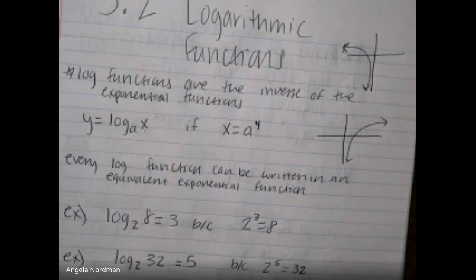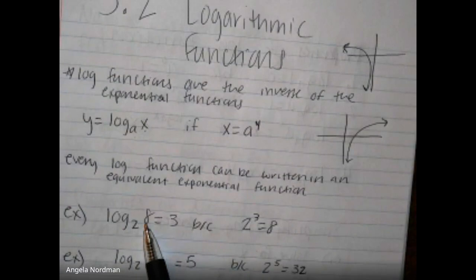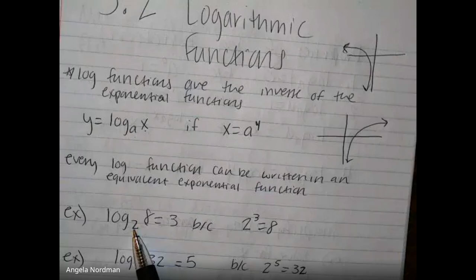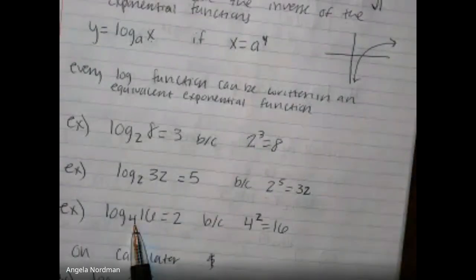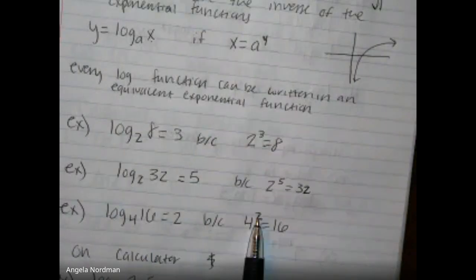Here's the first one. And I just want to reiterate how we even attempt to find a log function, so it'll help you understand them a little bit better. Log base 2 of 8 equals 3. This is because we need to figure out what exponent on 2 gives me 8. 2 to the third power gives me 8, so that's why it equals 3. Again, another example. Log base 2 of 32 equals 5 because 2 to the fifth power gives me 32. Log base 4 of 16 equals 2 because 4 squared equals 16.